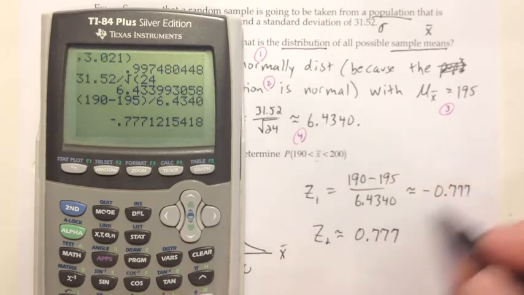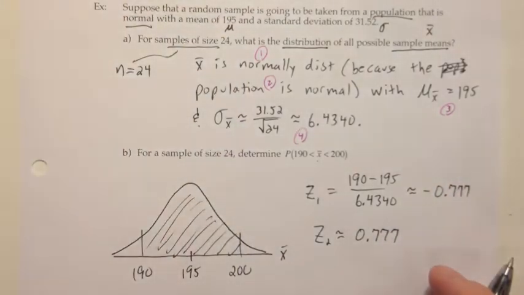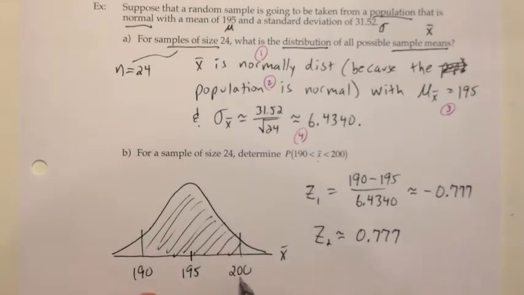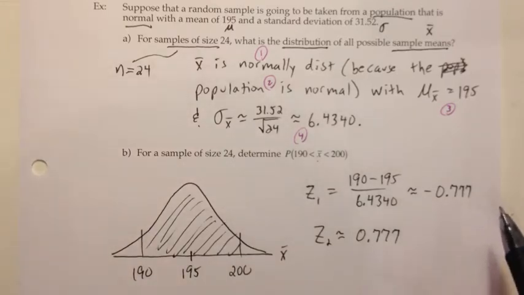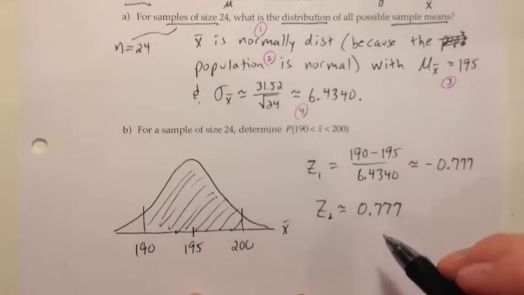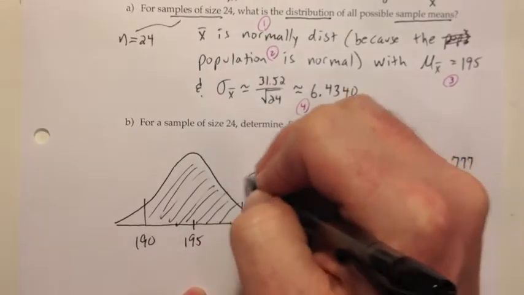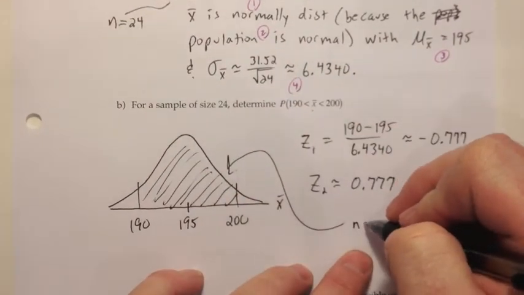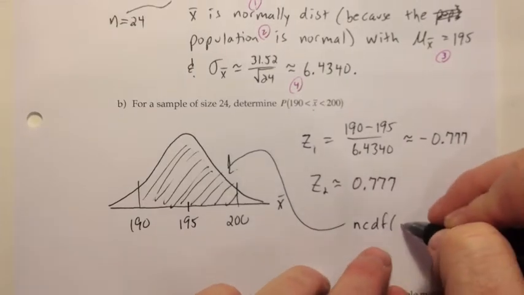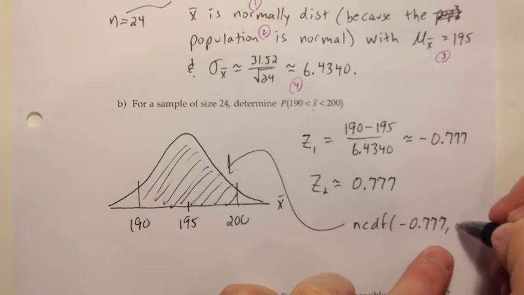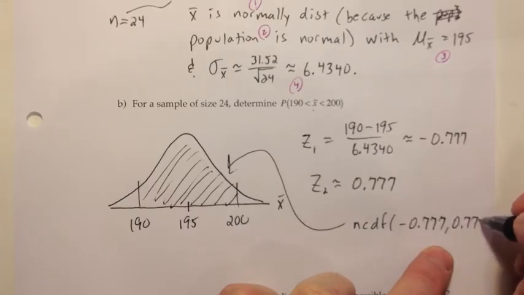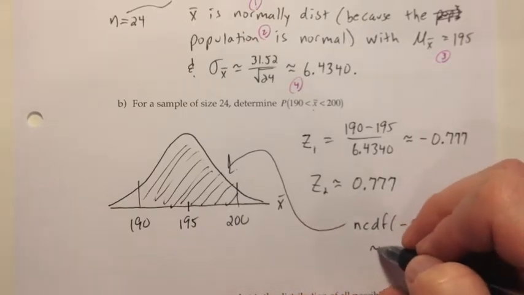And I can say that these are going to be equal and opposite anytime these two numbers that are my boundaries are the same distance away from 195. So since I'm going 5 in each direction, I know these are going to be equal but opposite numbers. And then we can finish that off by doing the normal CDF to figure out that area. So normal CDF from negative 0.777 to positive 0.777 would be that probability.